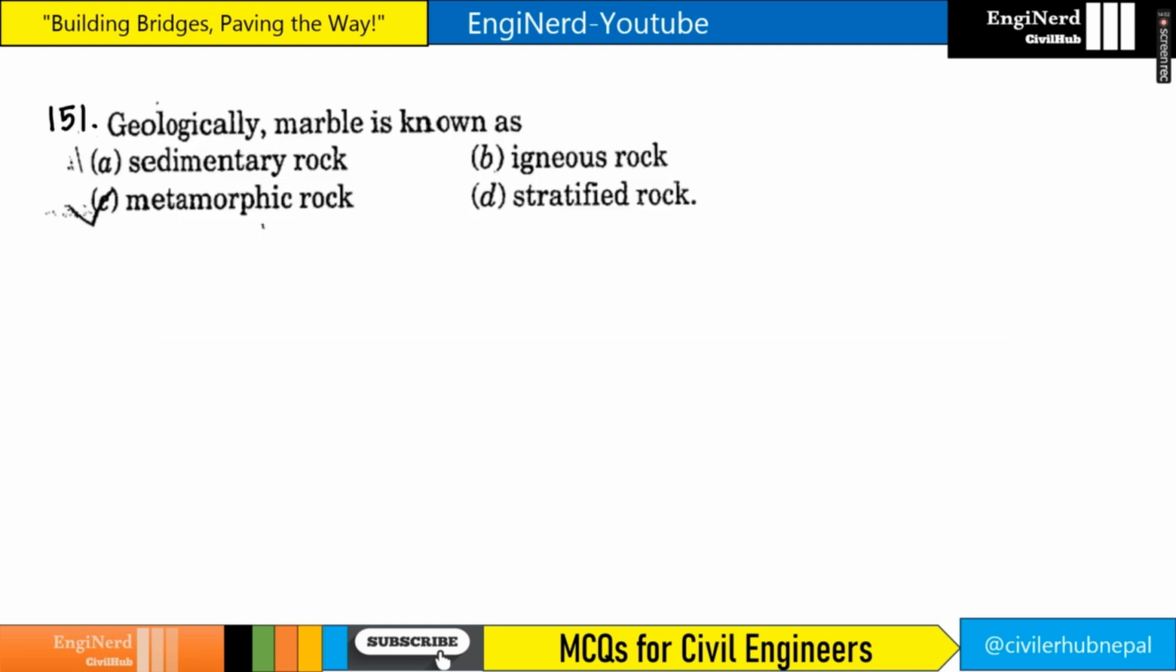Question number 151, geologically marble is known as. So stones are classified basically in three categories, right? The first one is geological, second one is physical, third one is chemical. So from the geological point of view, marble is known as metamorphic rock, right? And most of the metamorphic rocks have foliated structure. You need to remember this as well.